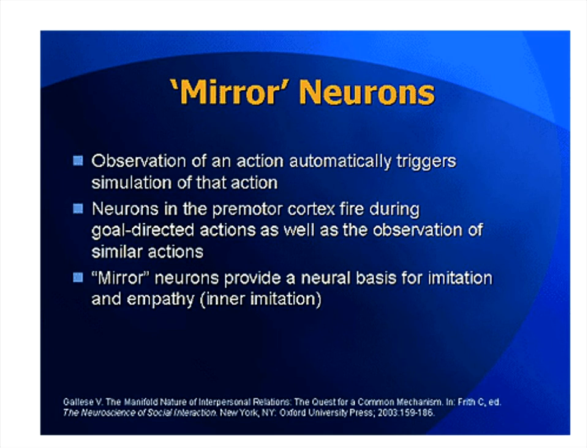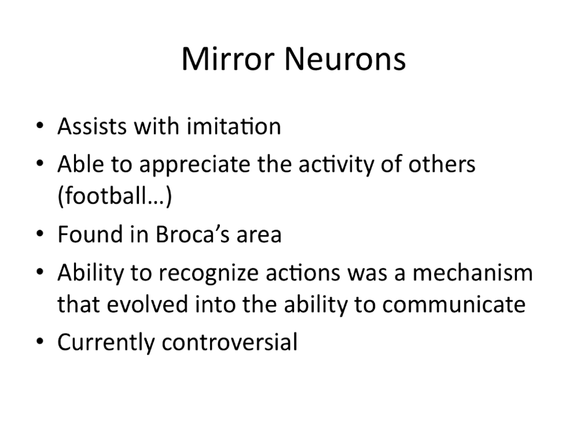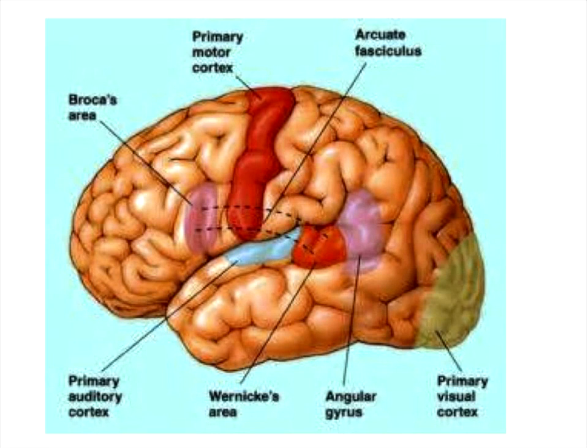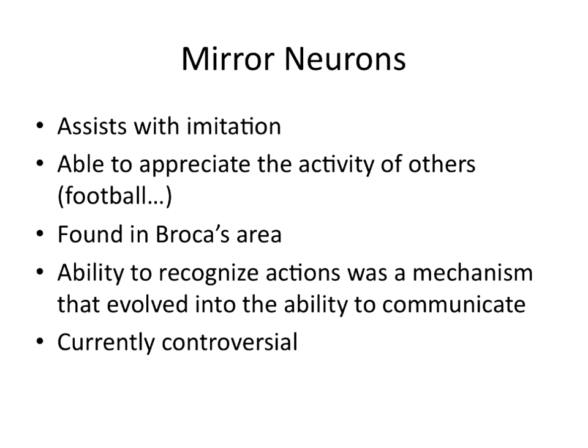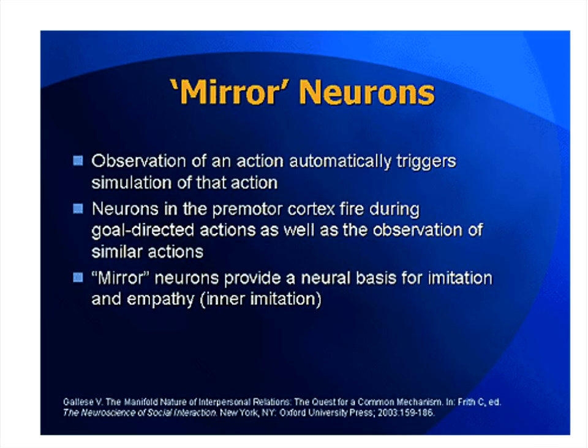So neurons in the premotor cortex fire during goal-directed actions as well as the observations of similar actions. Goal-directed actions would be speaking. With speaking, you have a goal, right? Your goal is to say a certain word. So these neurons in this part of the brain, hold on, let me go back there. This is the motor, so the premotor is up in here. And this part of the brain will begin to become activated. That's what fire means, to activate. Because your brain has electrical energy, that's why they use the word fire.